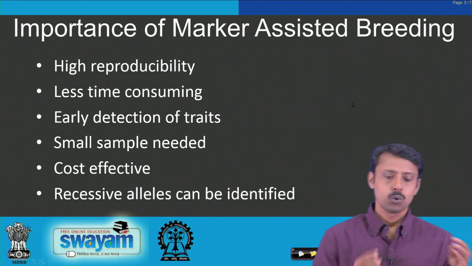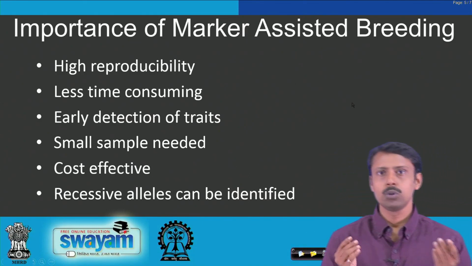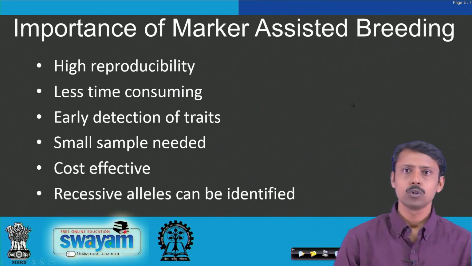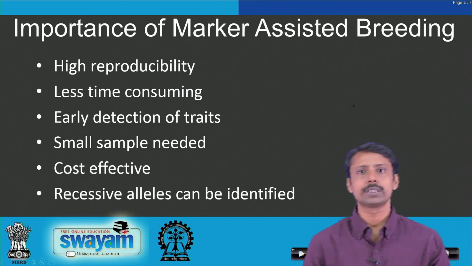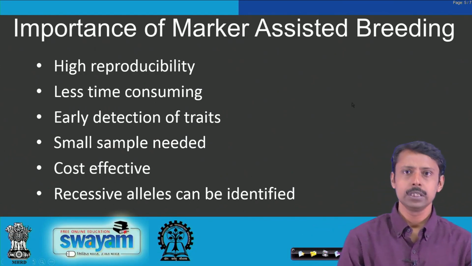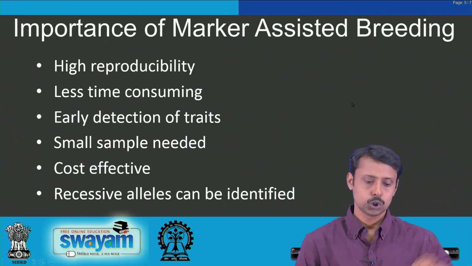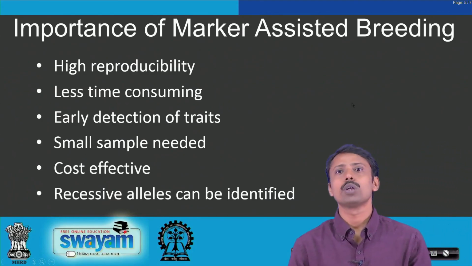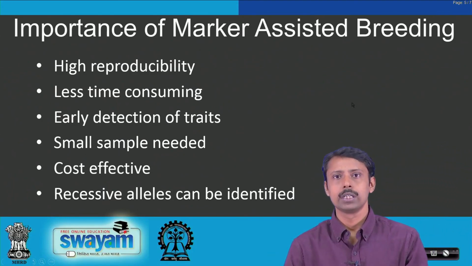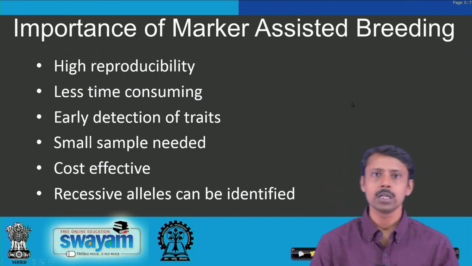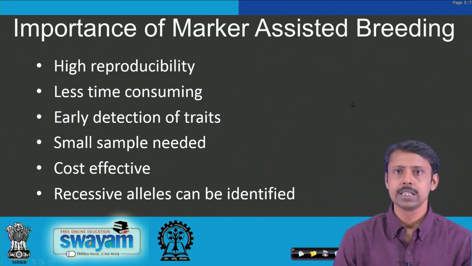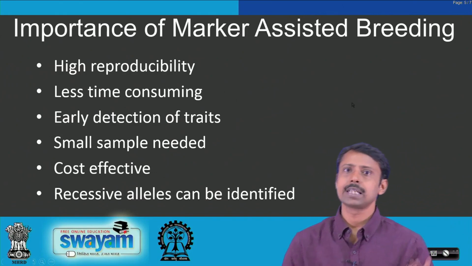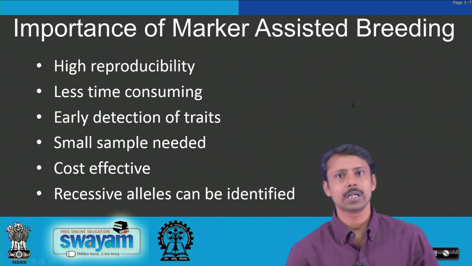So, if we have two seedlings and we do not know their genotype, at an early stage we cannot say which will be tall and which will be dwarf. But at the DNA level, if we know that the small a allele has a particular type of molecular marker associated with it, we can screen at a very early stage, and the recessive alleles can also be identified through marker assisted breeding.